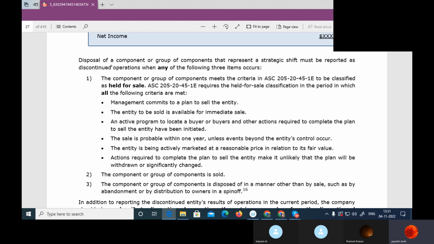Okay. Disposal of a component or group of components that represent a strategic shift must be recorded as discontinued operations. As I said, some business which is not doing well, some business the company wants to sell because it thinks it has a burden. Company has a liability which it needs to settle, and it thinks that some of the assets which they hold are not that worthy, so they can sell that asset and they can settle the liabilities. So in all these circumstances, they sell the assets, and in that way they get some gain or loss and they record it.